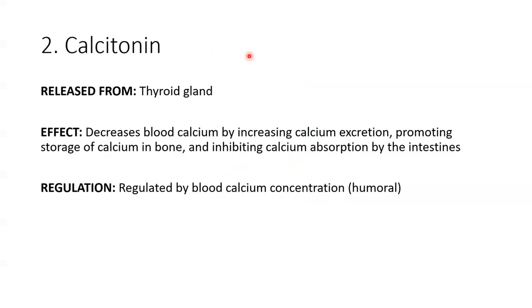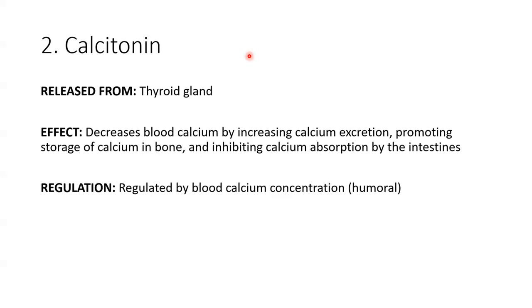Calcitonin is the other hormone produced and released by the thyroid gland. So calcitonin works to decrease the amount of calcium in the blood. And it does this by reducing the calcium excreted by the kidneys, by promoting the deposition or the storage of calcium in our bones, as well as inhibiting the calcium absorbed by the intestines.